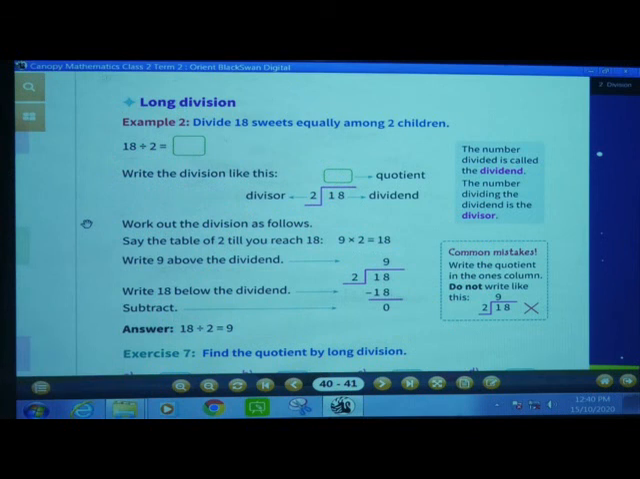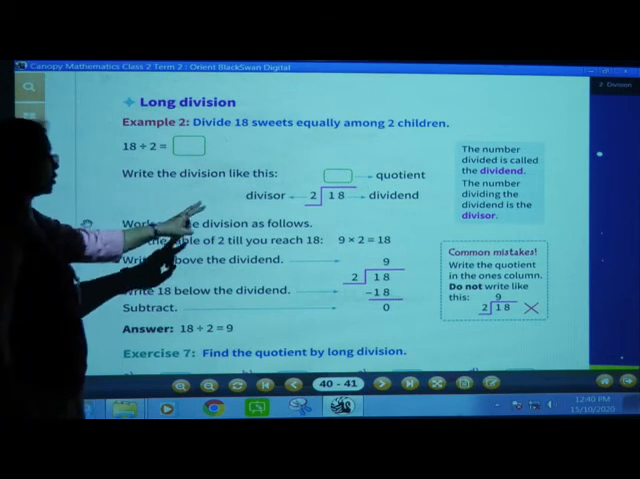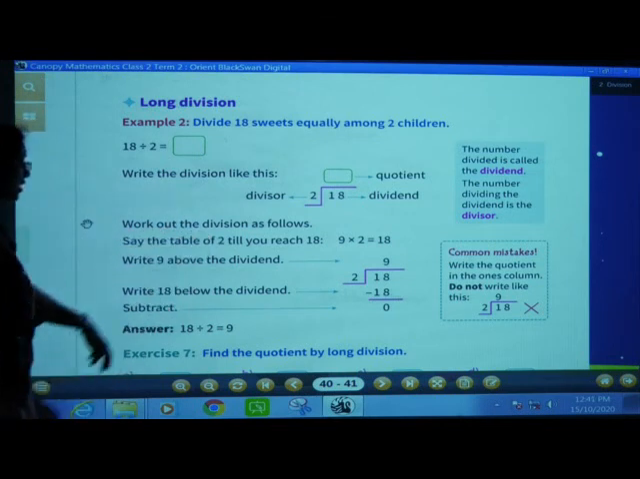And children, what do we mean by quotient? It is the result you get when you divide one number by another. We will solve this. Work out the division as follows.